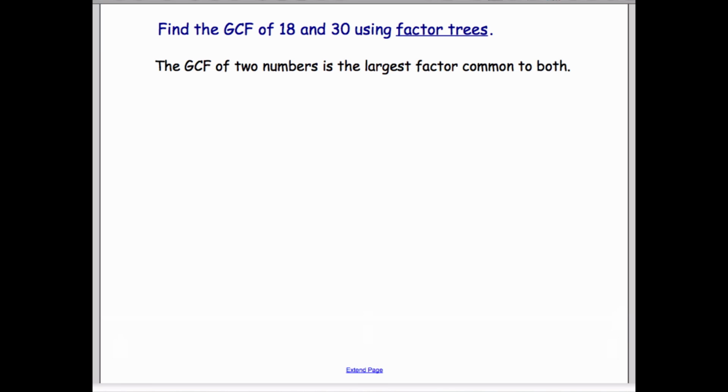Okay, so we want to find the GCF or HCF of 18 and 30 using factor trees. And we're going to keep in mind that the GCF of two numbers is the largest factor common to both. So we want to set up our two numbers here, and when you start out with your factor tree, you can pick any two factors of 18. So it doesn't matter if you and your friend pick different ones as long as they're both factors of 18. So we have 2 times 9 will give us 18, and then 3 times 3 is 9.